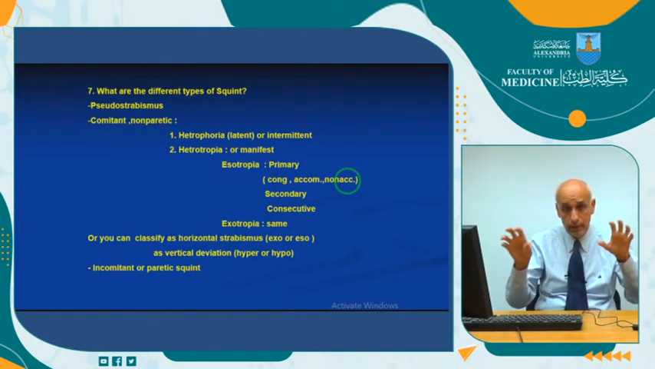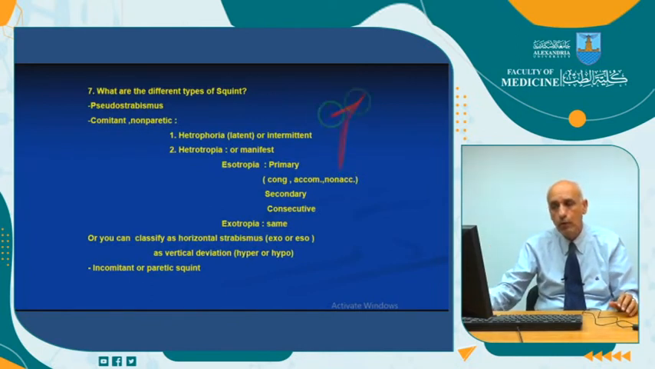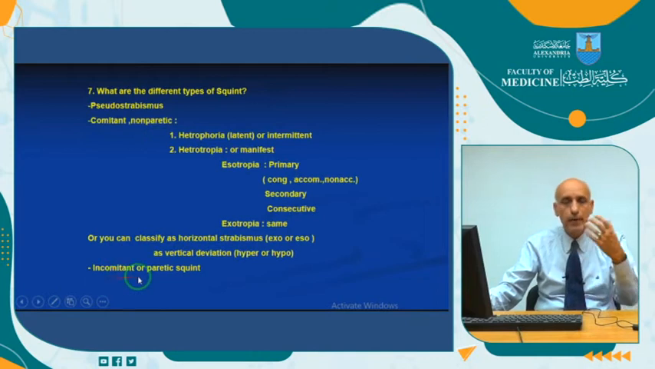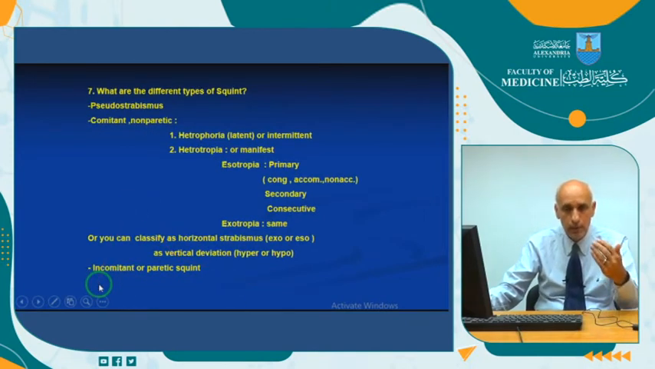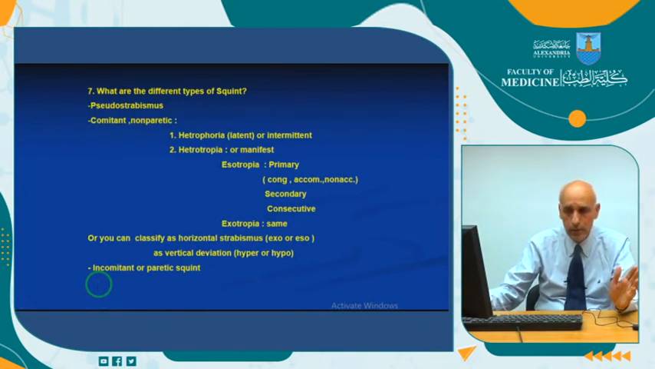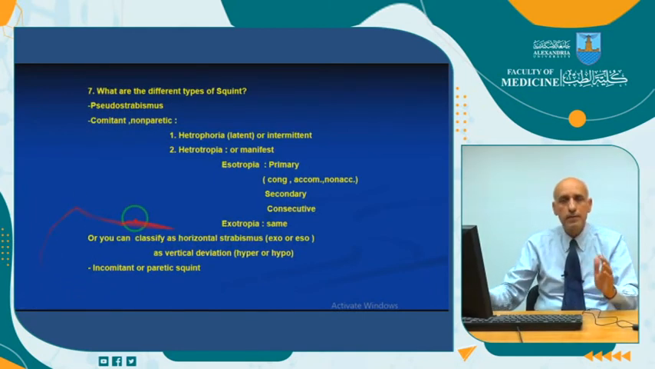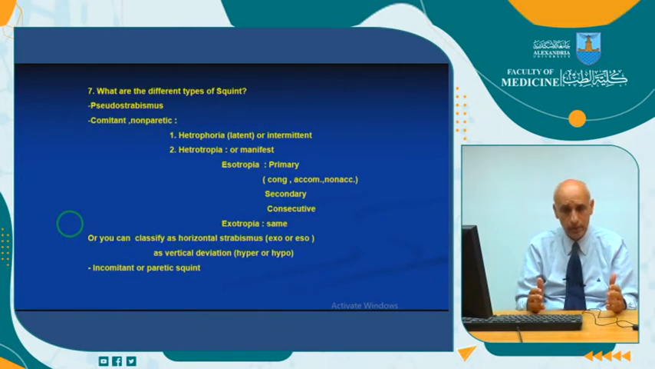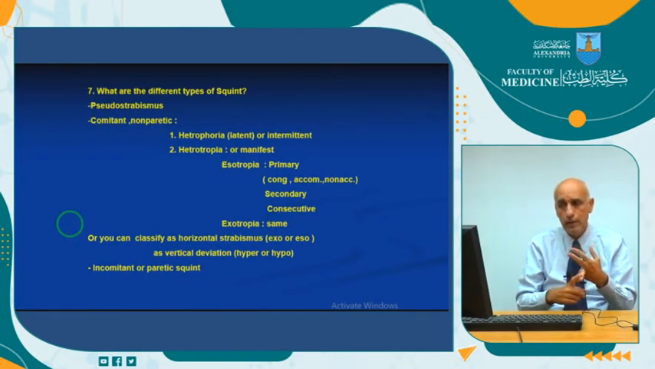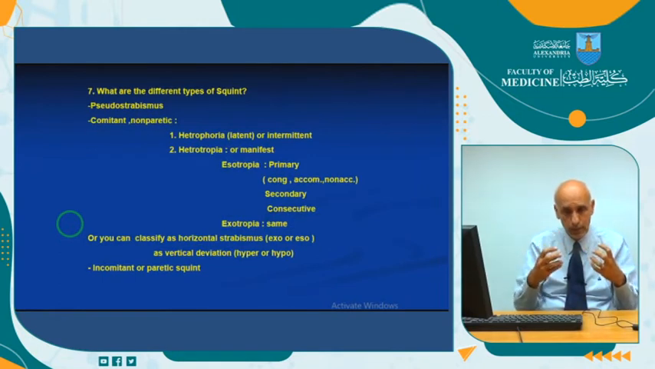True squint, we divide into two main types: comitant or non-paretic, and incomitant or paretic squint. Paretic squint means there is paralysis of one of the extraocular muscles which can lead to this squint. Non-paretic squint means there is no paralysis of any extraocular muscle, so this squint is related either to refraction, or is congenital, or is of the accommodative type. We'll explain this later on.